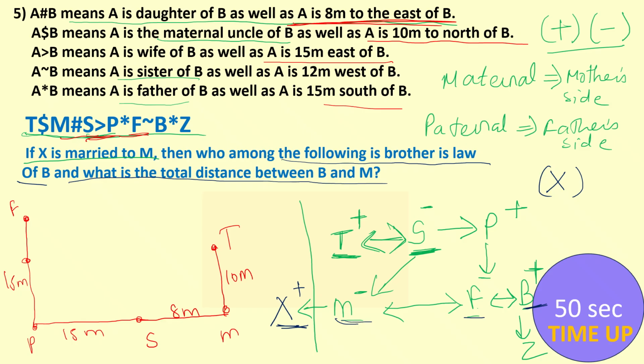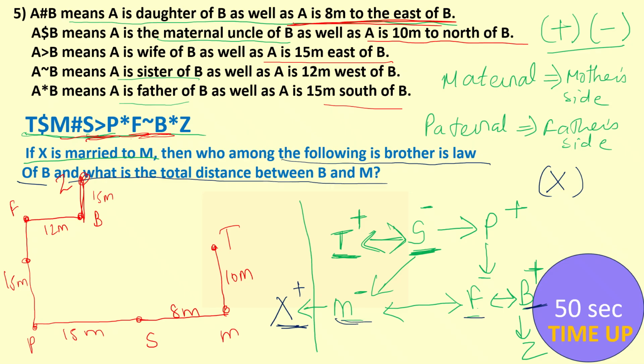Okay, students. So next, what they have said, where we reach till F, right? Then F, this symbol P means what? F is 12 meter west of this B. 12 meter, so it is slightly lesser than 15, correct? So this is 12 meter and this is your B. Then B star Z means B is south of Z, correct? B is south of Z. Z will be somewhere here by 15 meter.